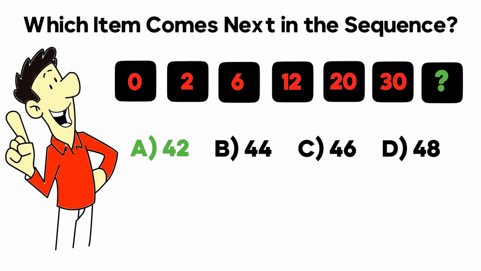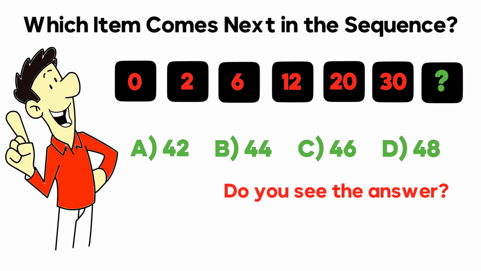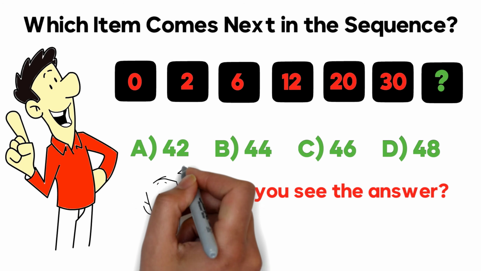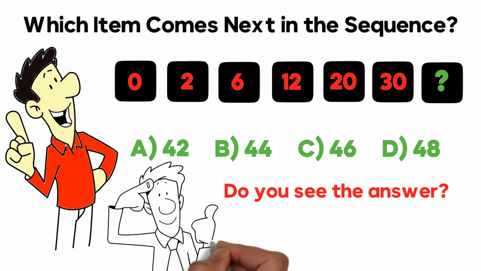Choice A, 42. Choice B, 44. Choice C, 46. And choice D, 48. Do you see the answer? It may or may not be obvious, depending upon your skills of detecting the pattern. Like it or not, we're gonna continue and I'll share with you the answer. As with any type of question, the key is to determine the pattern.